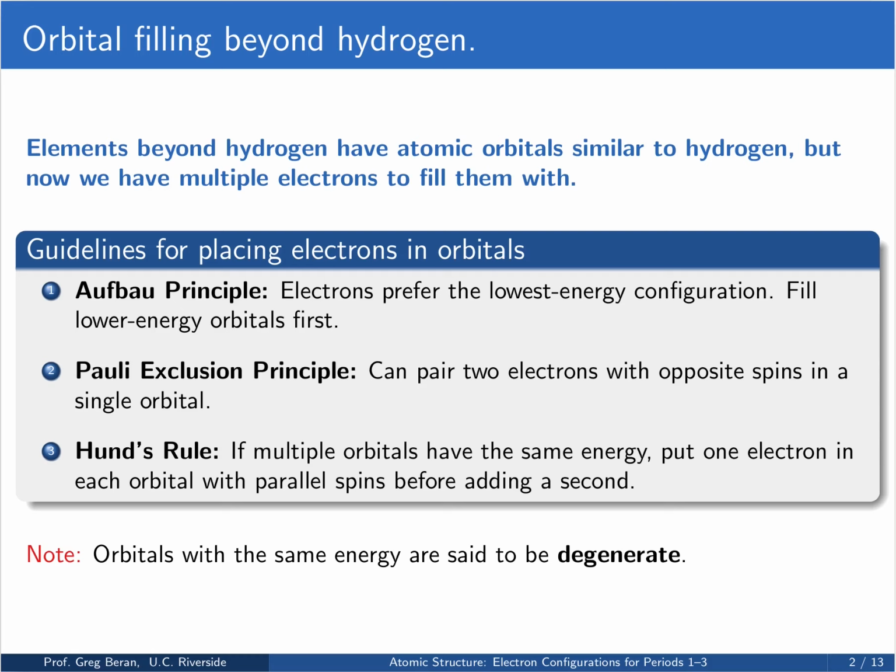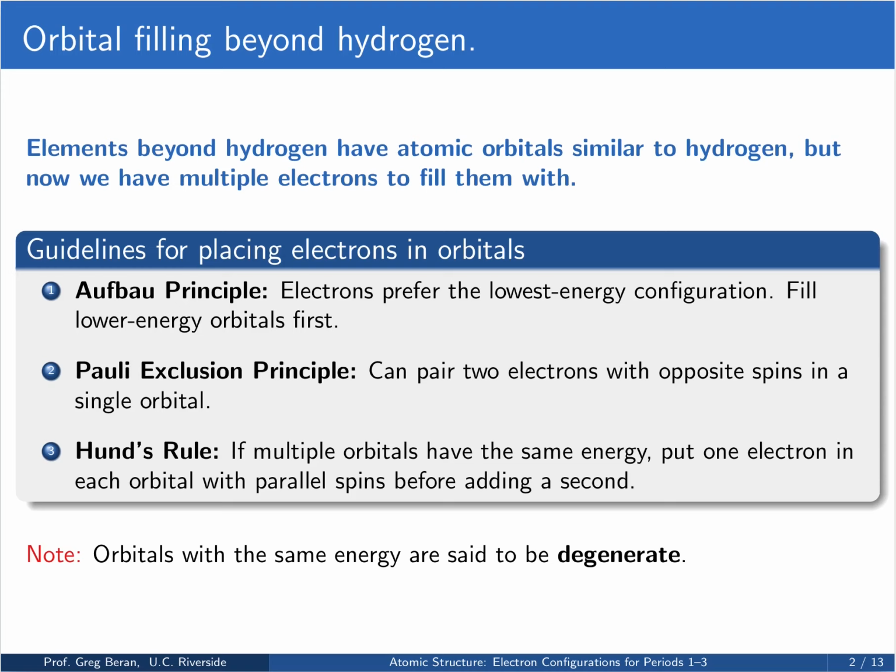The s, p, d, and f-type orbitals we learned about for hydrogen are also found in the other elements. But now we have more than one electron to put in those orbitals. So there are three general rules that offer guidance on how these electrons are filled in. First is the Aufbau principle. Aufbau is German for building up.